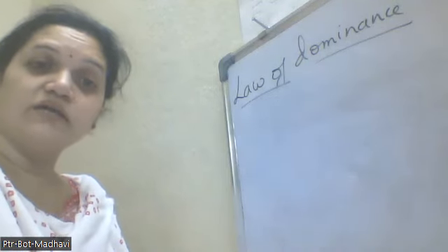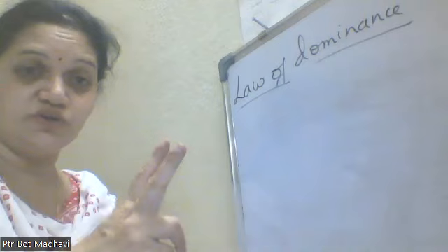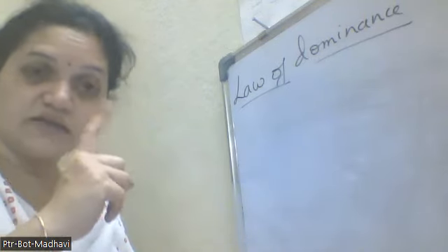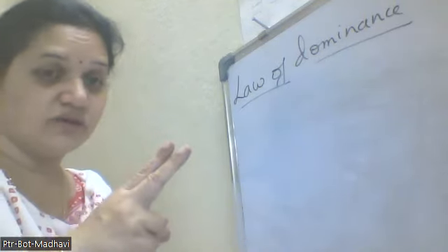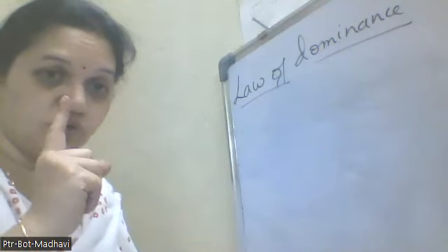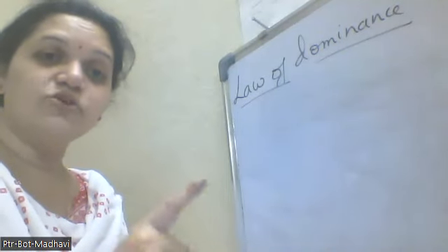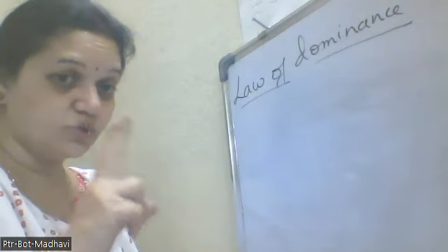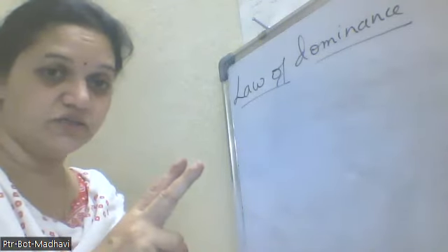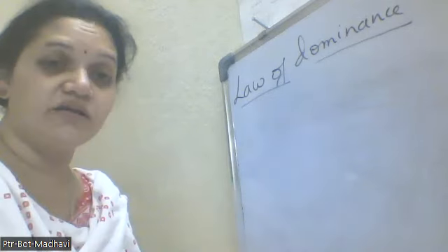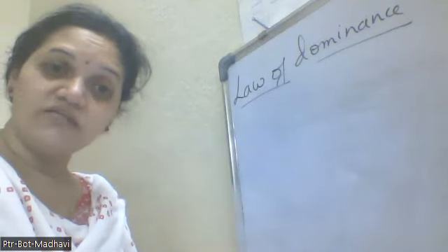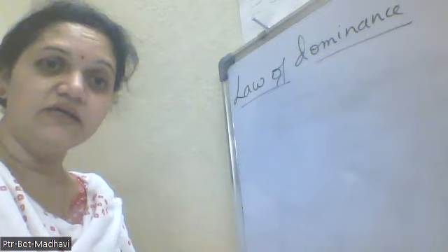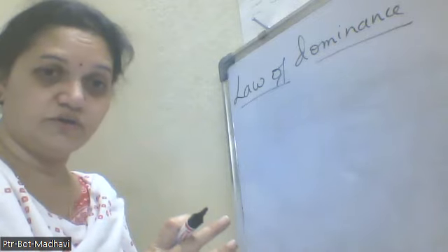And he has done the hybridization process in two different ways, taking one character at a time, otherwise two characters at a time. If he has taken only one character at a time, that is called monohybridization. And if he has taken two characters at a time for the hybridization, then that is called a dihybrid cross. So the law of dominance can be explained by Mendel with the monohybrid cross.